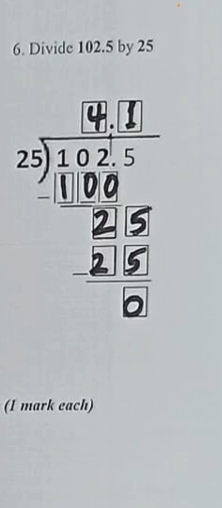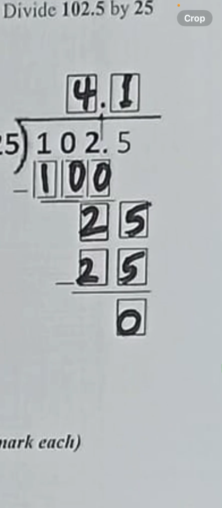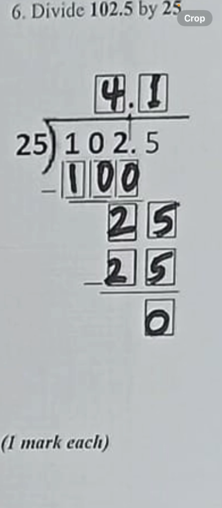First 10 divide 25 we cannot, so we take 102. 102 divide 25. How many 25 in 102? If you imagine 102 as 100, so we have 4 25s. Then now we multiply. 4 multiply 25 equals 100. Then we subtract 102 minus 100 equals 2. Now we bring down 5, it becomes 25. We divide again. 25 divide 25, 1. When we put it after the point, because we bring 5 down, we put the answer above 5.